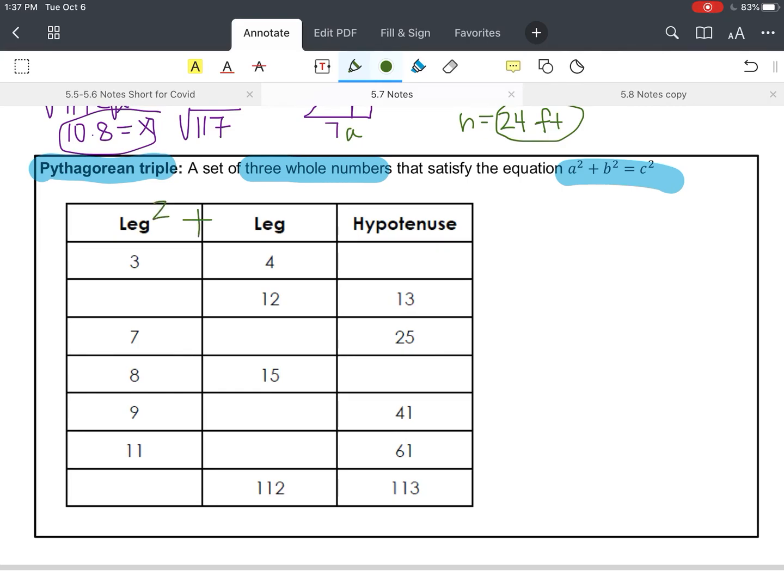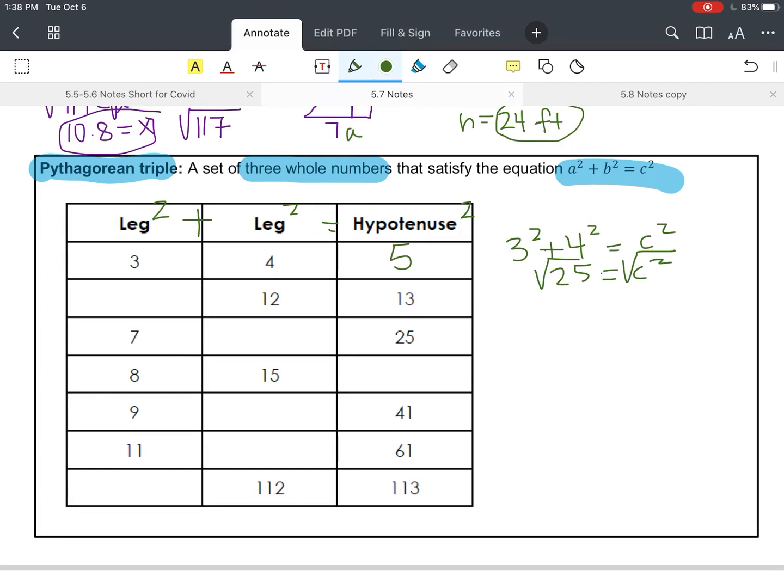Here we're going to fill out this table with some common Pythagorean triples. Remember, it's going to be leg squared plus leg squared equals hypotenuse squared, and you have to take the square root of your final answer. Well, 3 squared plus 4 squared equals c squared. To figure out what my hypotenuse is going to be, 3 squared plus 4 squared is 25. So c squared is equal to 25, so we can take the square root, and this will be 5. 3, 4, 5 is a very common right triangle side length, so that happens a lot.